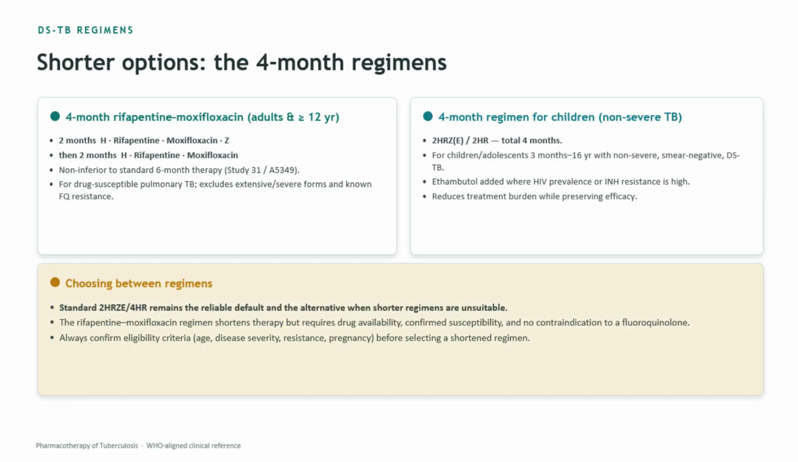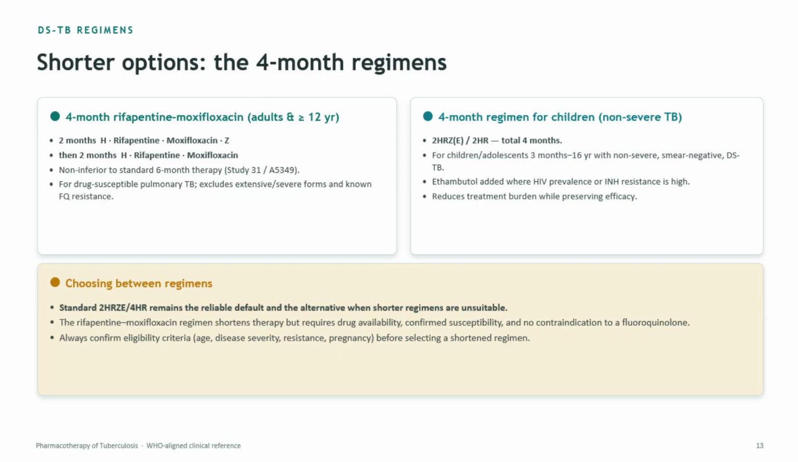We can now go shorter. For adults and kids 12 and up with drug-susceptible pulmonary TB, there's a 4-month rifapentine-moxifloxacin regimen that proved non-inferior to the classic 6 months in the big Study 31 trial.